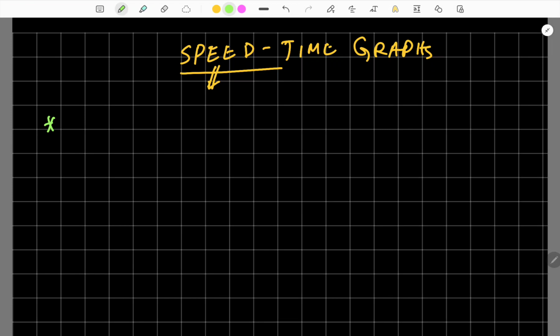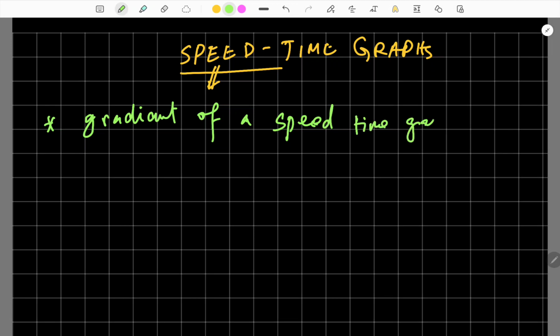Point number one, beta, the gradient of a speed time graph gives acceleration. Better remember that. ठीक हो गया? The gradient of a speed time graph gives acceleration.